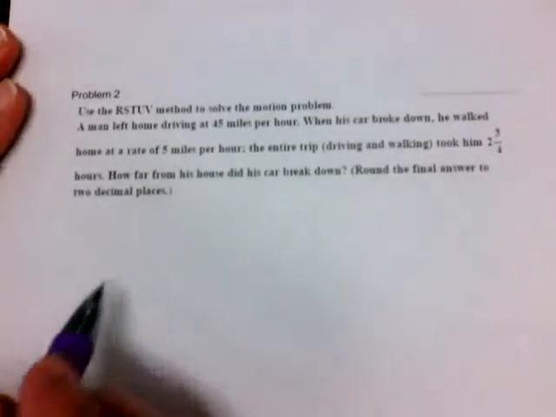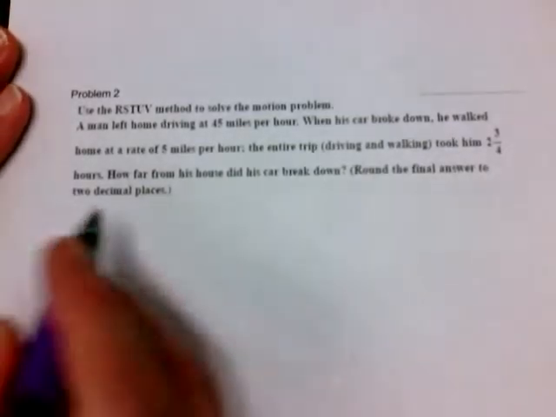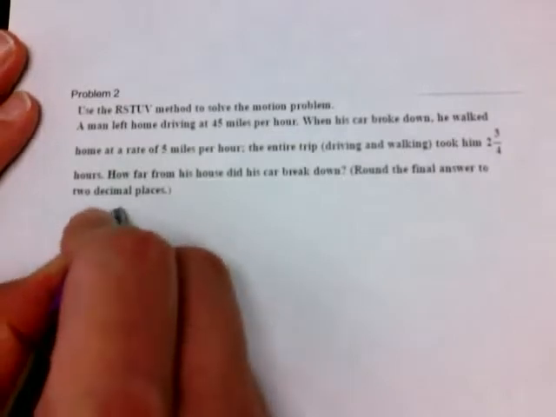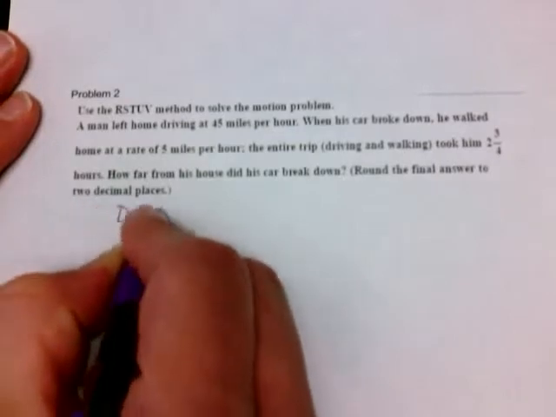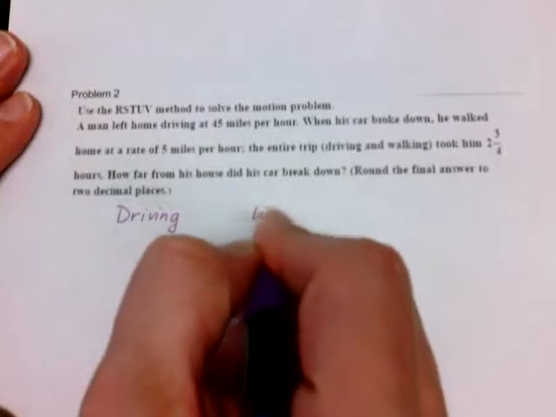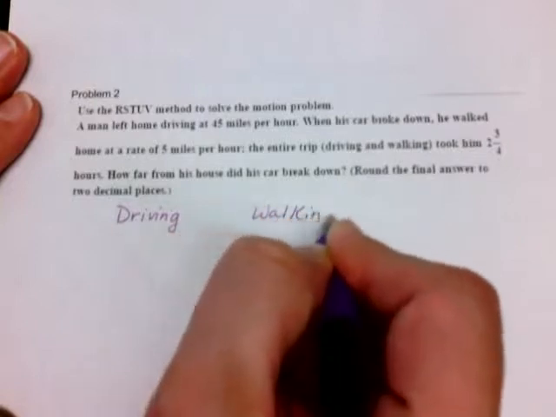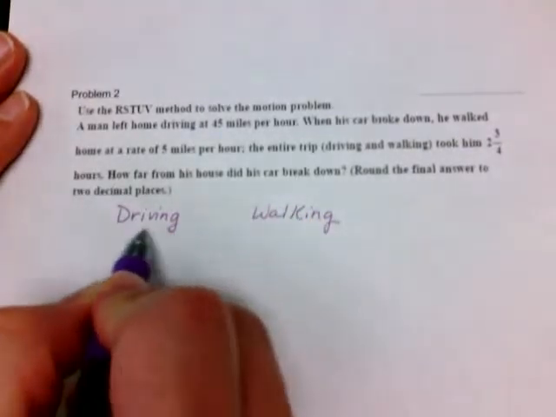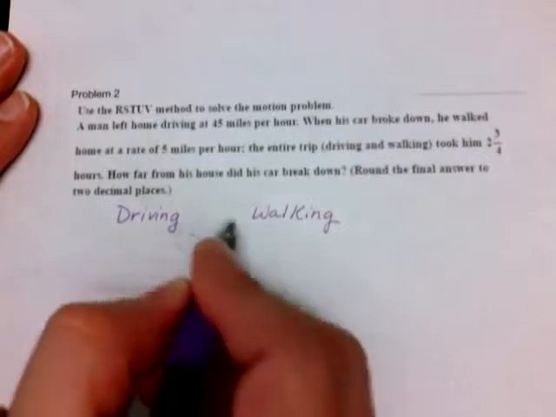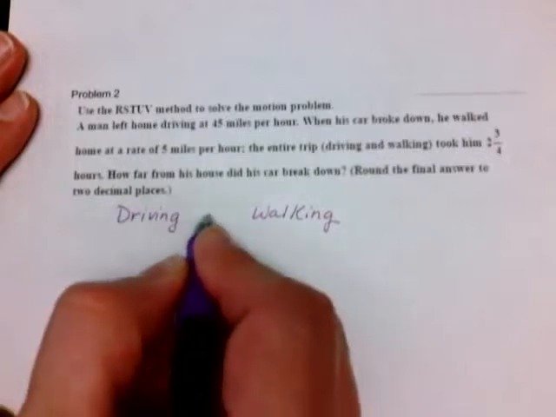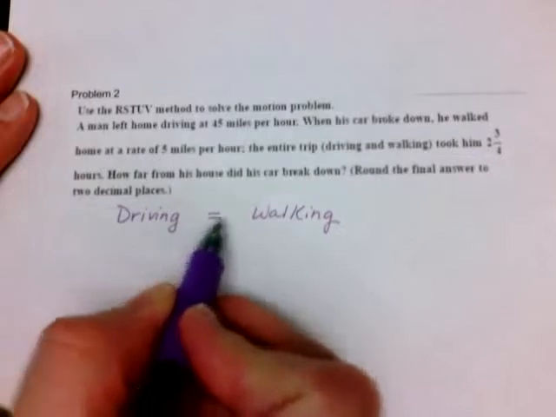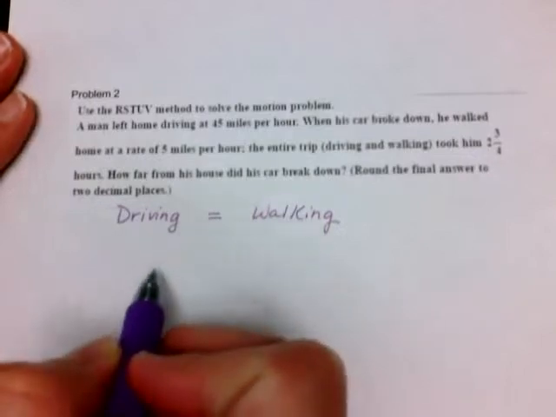So let's take the trip and break it up into two parts. The first part is when he's driving, and then we have the second part where he's walking back home. Now, because these two happen right after each other, we know that they're equal. The driving has to equal the same distance that he walked back home.